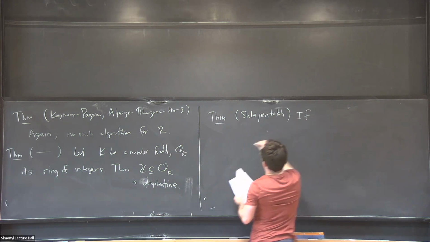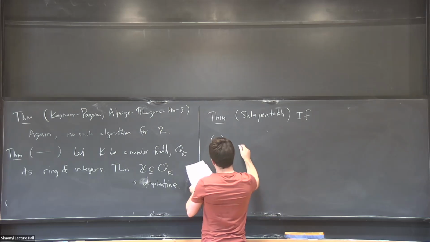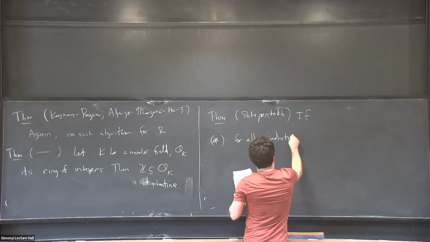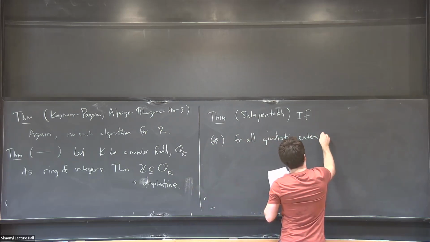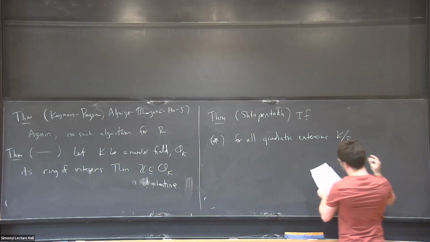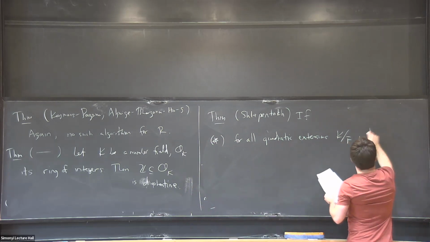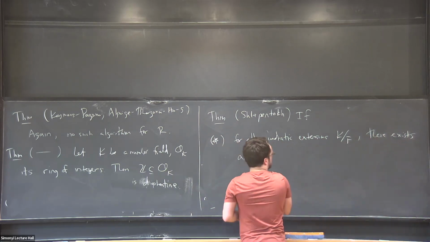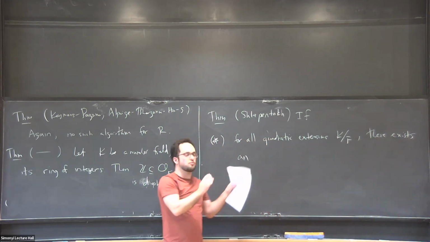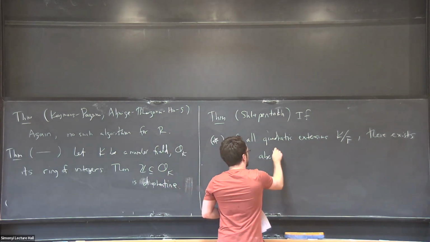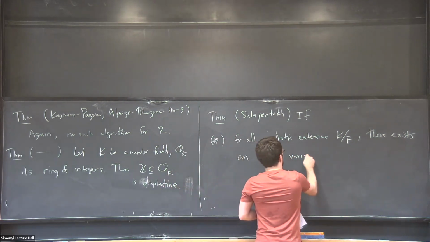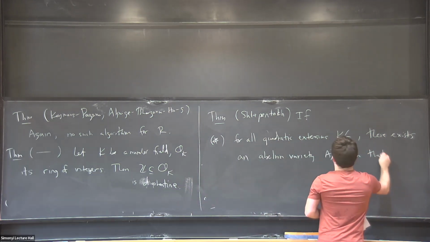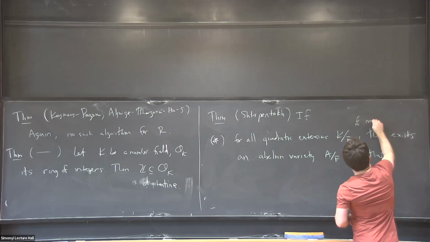So it involves a certain condition, we'll call it star. Suppose that for all quadratic extensions K over F, there exists, not necessarily an elliptic curve, but it will be even more broad, an abelian variety A over F, such that, this is quadratic extensions of number fields.